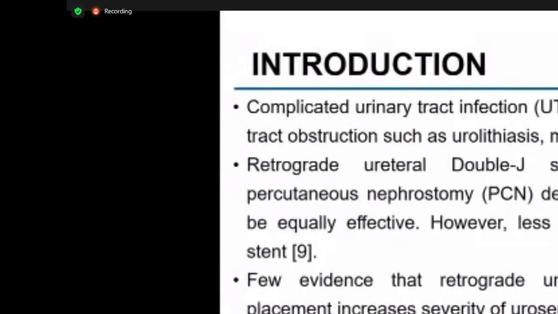In addition, there is little evidence showing that retrograde double J stent placement increases severity of urosepsis. Therefore, we did a study to confirm the effectiveness and safety of the procedure in urinary tract infection secondary to obstruction in Vietnam settings.